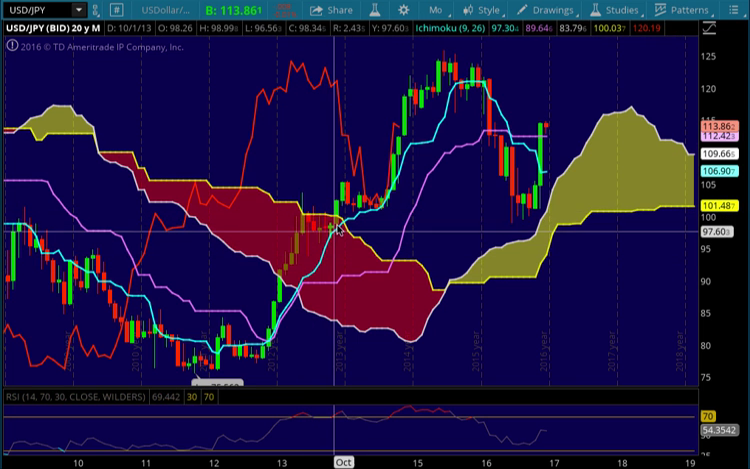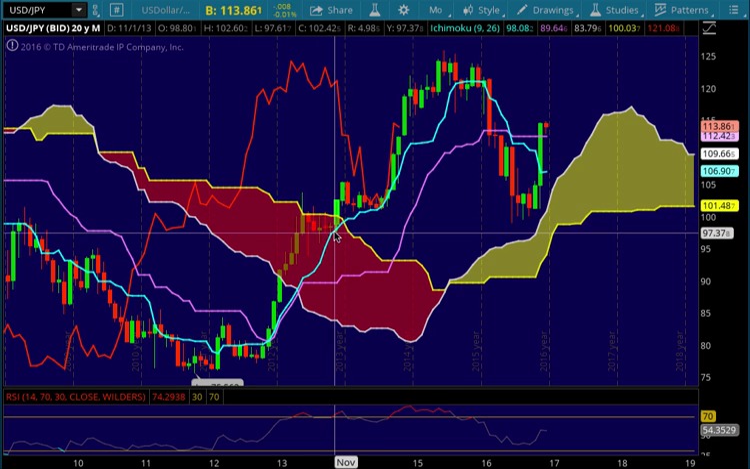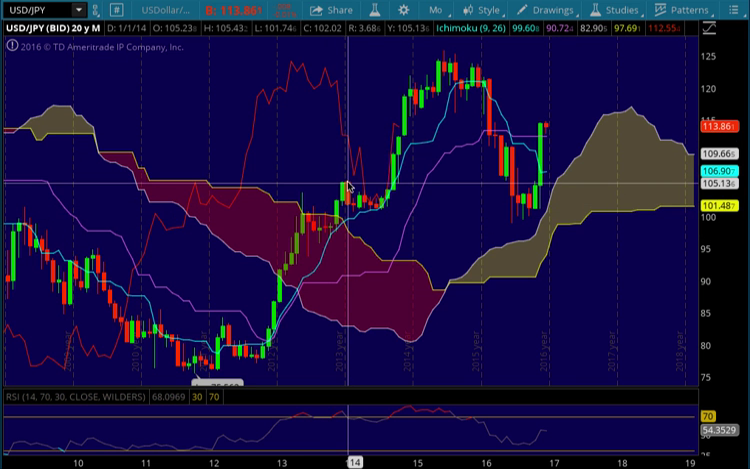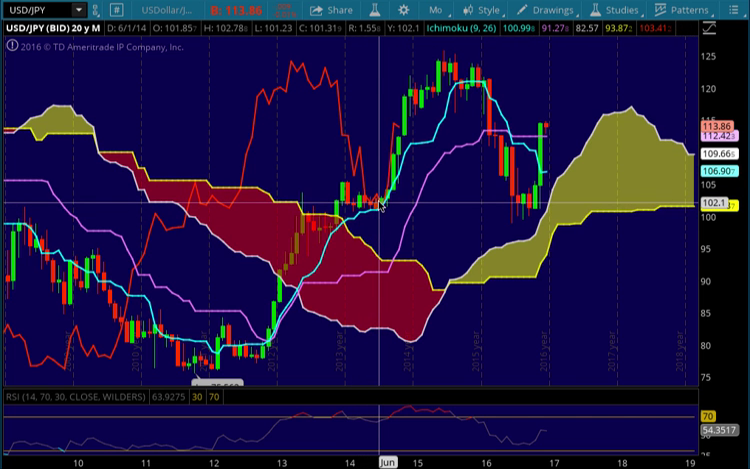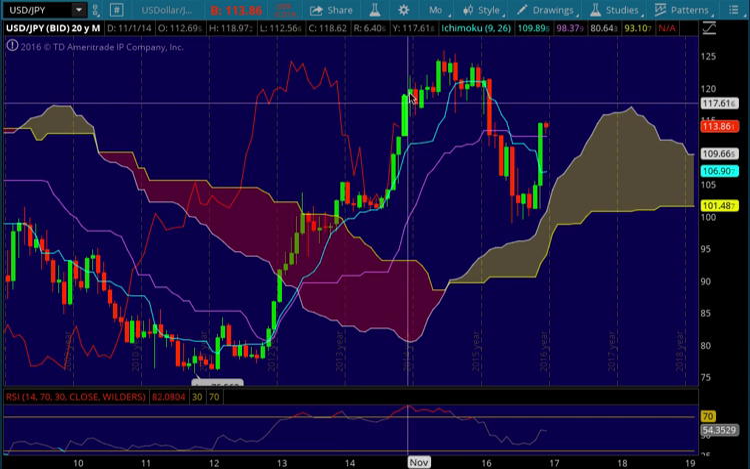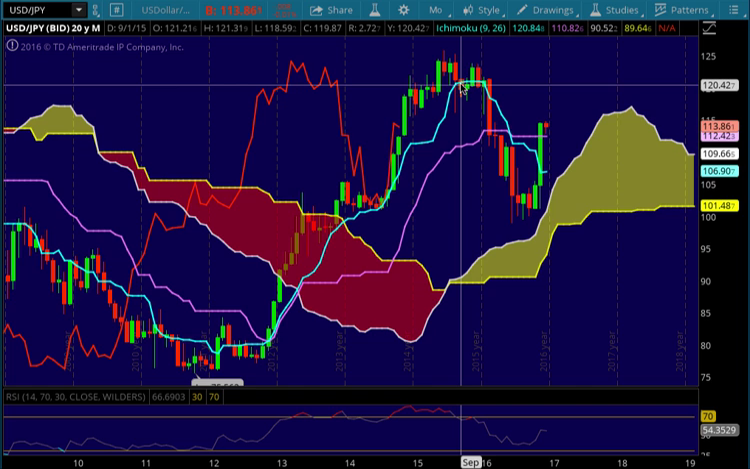You see that it tried to break out of the cloud several times. Finally, with the help of the Tenkan Sen, the blue line here, it did break out and basically managed to stay above the Tenkan Sen on a closing basis for quite a while until we got to here. That is September of 2015.